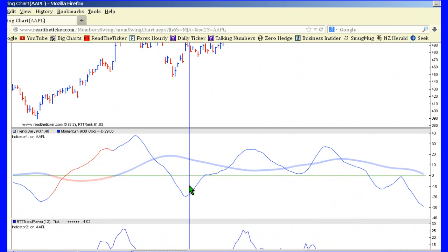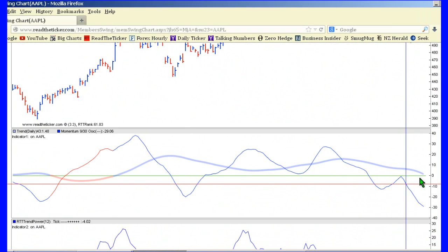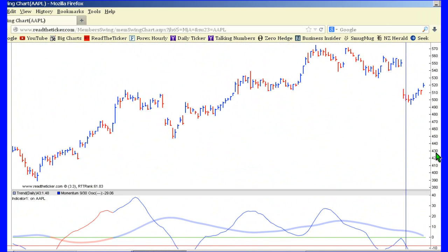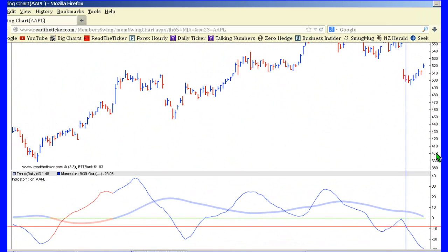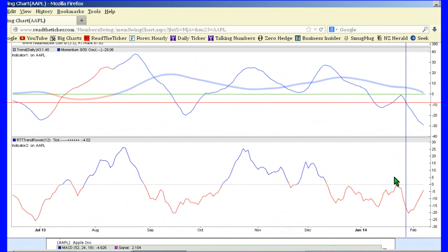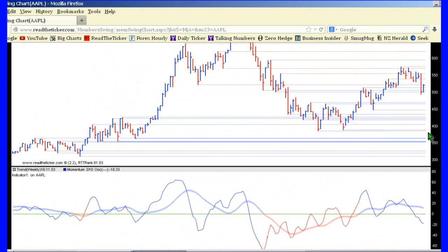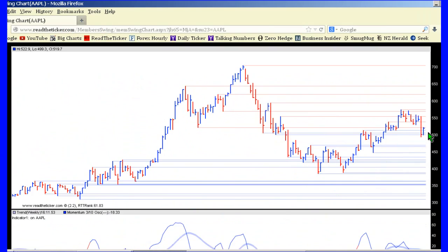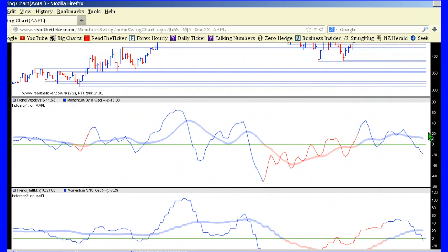On the daily chart, here we see momentum getting a bit low there, but we had a momentum fail here. Obviously, it's a gap down on news. I think sales weren't as good as they should have been. Well, the trend power 12 never really took off above the zero line, so there was no real buying going on there. So that was pretty much a big warning.